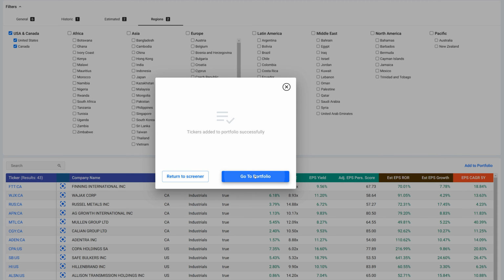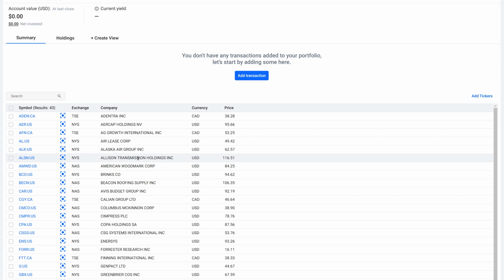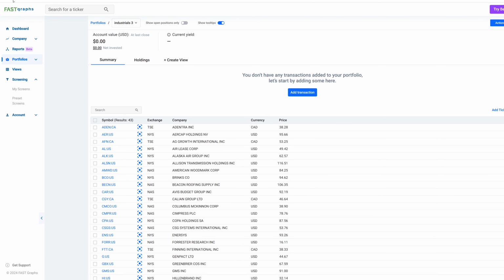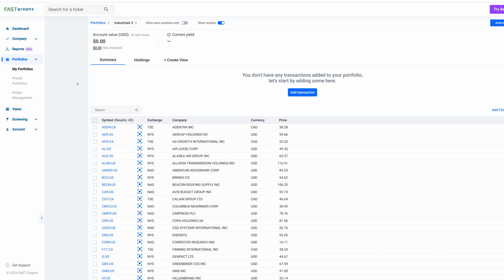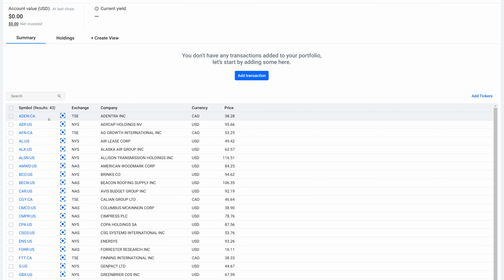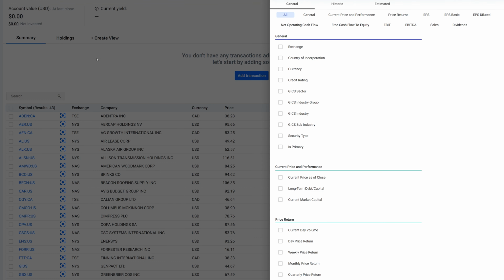So now I'm going to go to the portfolio. All right, I'm in my portfolios here, and I usually like to refresh this screen so that the website catches up to everything. Okay, so I've got the screen here. I've got the 43 stocks that I screened for, and all I have at this point is the company, the currency, which is US or Canada, and then the price of the stock. So I'm going to create a view, and I'm going to custom create my own view here.